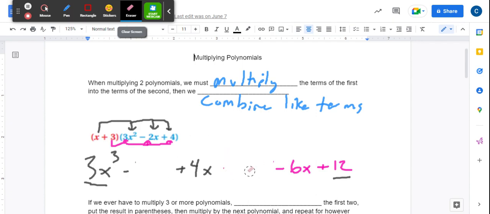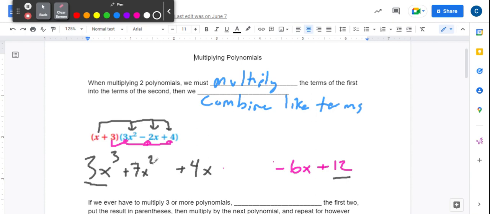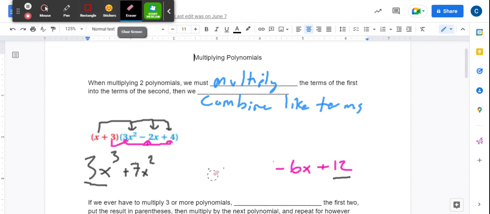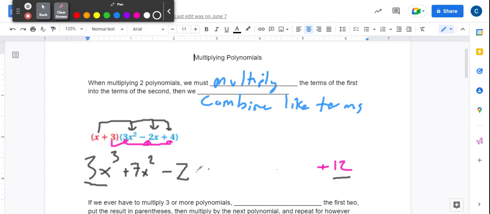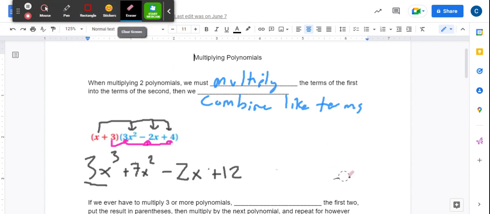So we can just take those out and add 7x squared here. And we have positive 4x minus 6x. Okay? Positive 4x minus 6x is going to be negative 2x. And then we'll just add the 12 back to it there. And there you have it. That's how you multiply a polynomial like that.